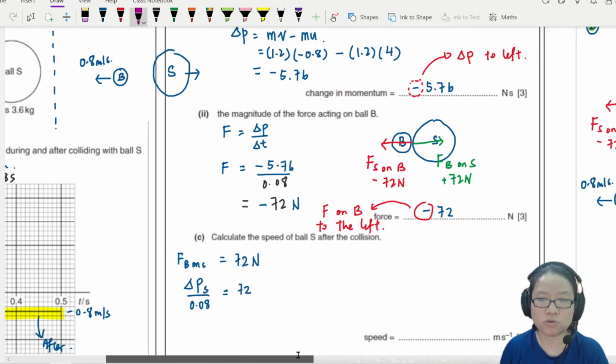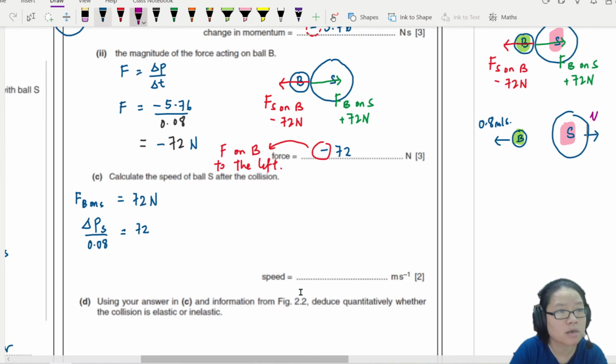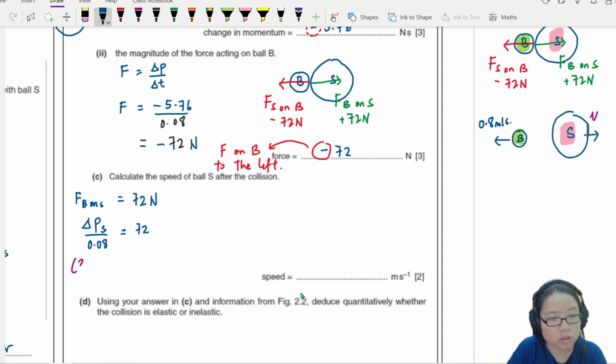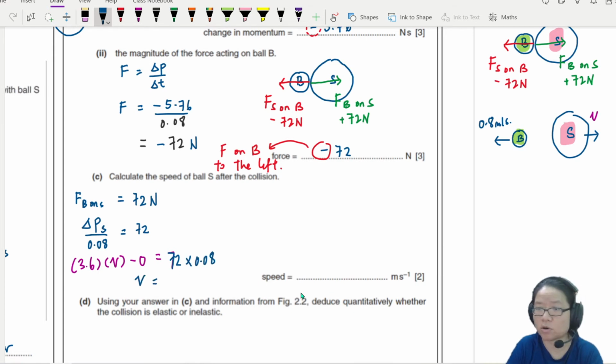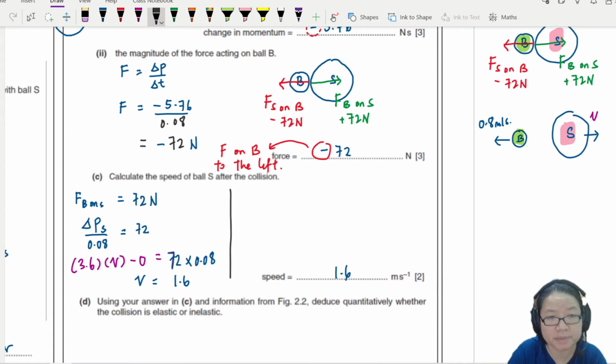Okay, so I'll put that in here. Meaning to say this will be 3.6 times V. If you want to, you can obviously put minus 0. Okay, this will be equal to 72 times 0.08. So from here, I can find V. 72 times 0.08 is 5.76, divided by 3.6 is equal to 1.6 meter per second. All right. An alternative would be to use conservation of momentum.